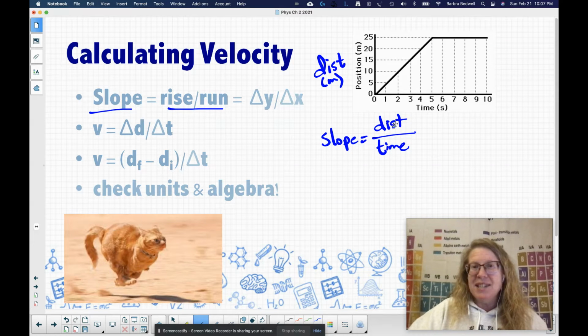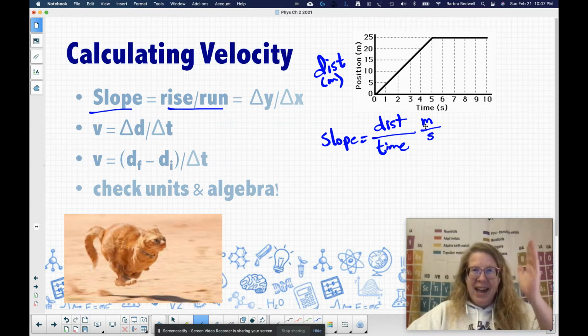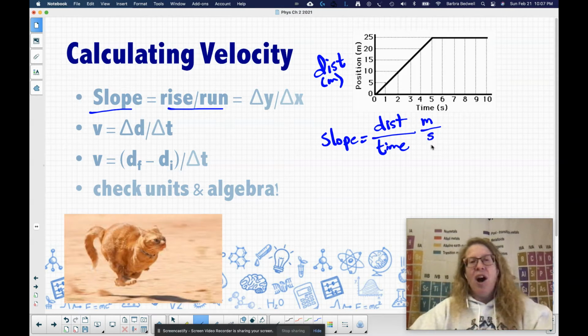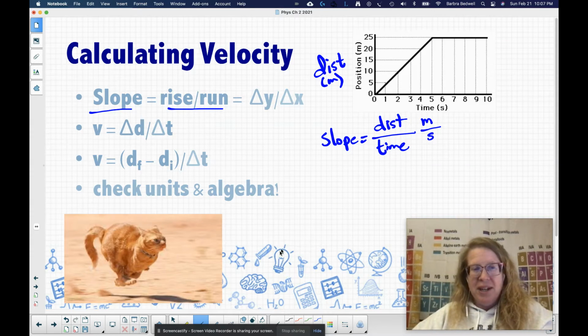So it's distance per time, or you could do meters per second. If you're including the units in there, again, that means divided by. This also means rise over run. So meters has to be on the y-axis, and time, seconds, has to be on the run axis. So again, all of these things are directly related to one another in terms of how we do that.